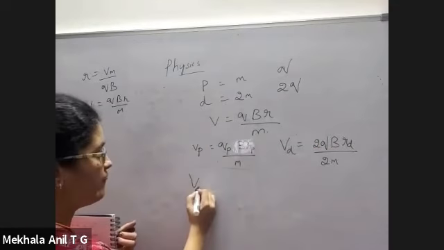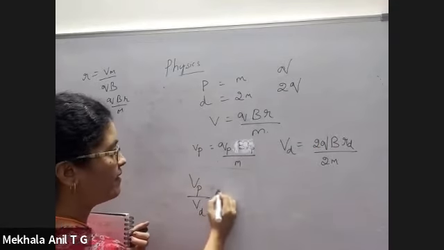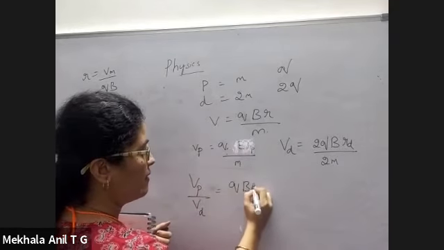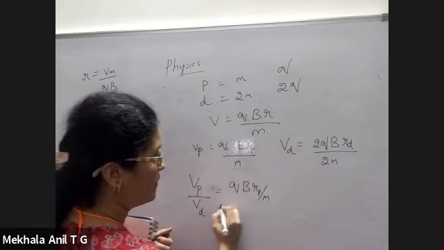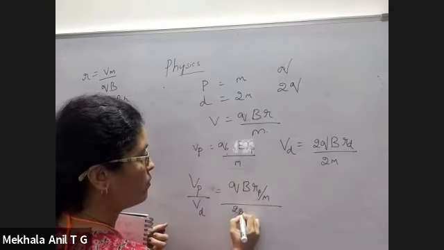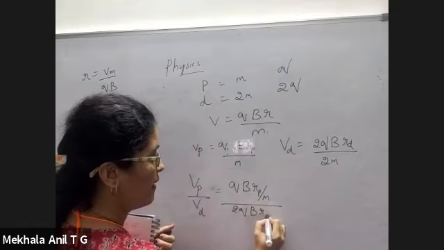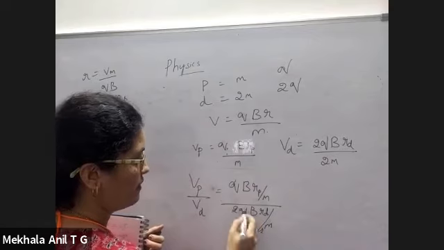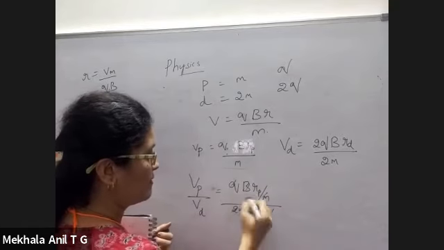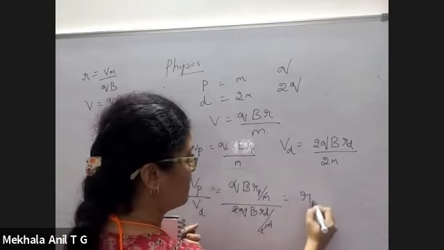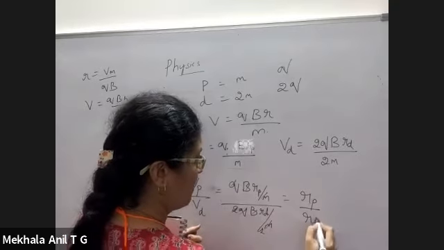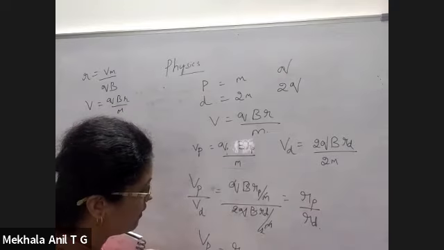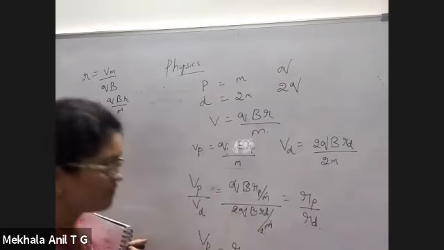So therefore, vP by vD is equal to qB RP by m divided by 2q B RD by 2m. So 2 gets cancelled, q cancels, m cancels, B cancels. It is RP by RD. So therefore, vP by vD is equal to RP by RD.